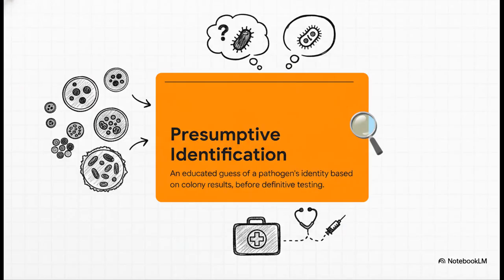So just by carefully observing all these colony characteristics, we can make what's called a presumptive identification. Now, this isn't the final 100% confirmed ID, but it's a really strong, evidence-based, educated guess. And this is so important because it allows a doctor or a vet to get a head start and begin a targeted treatment while they wait for the final conclusive results to come in.